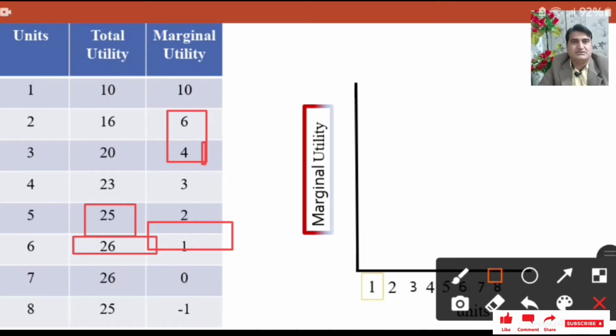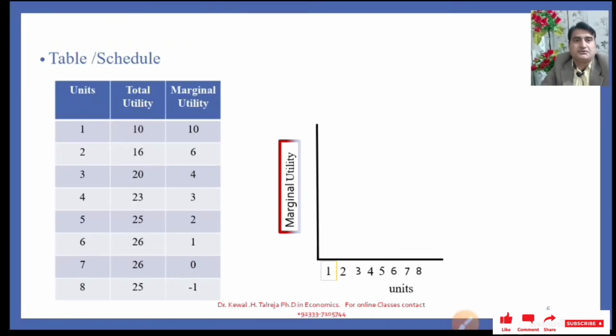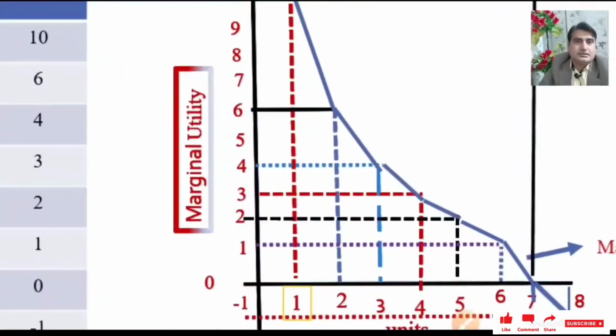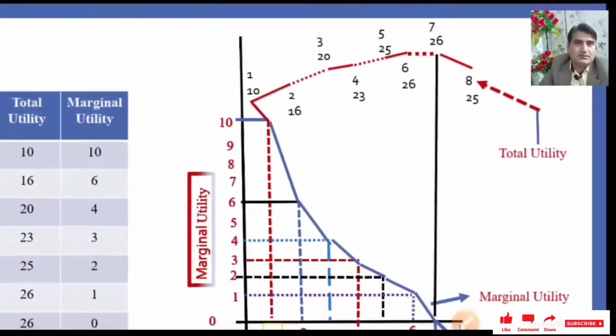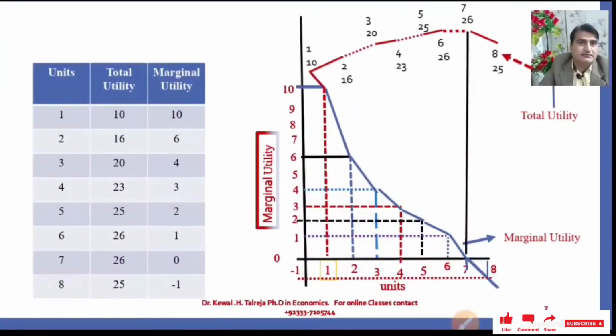It means negative utility. And we can convert this table into a graph like this, where on the x-axis the units of the banana are shown, whereas on the y-axis the marginal utility of the consumer is shown. We may convert this table into a graph like this, and this graph shows the same thing which the table indicates. As we know, economic relations can be explained through graphs and tables.